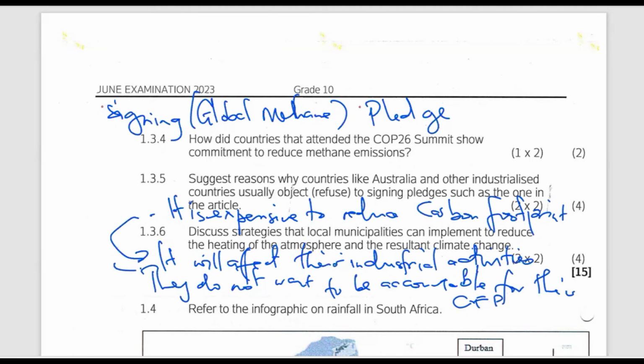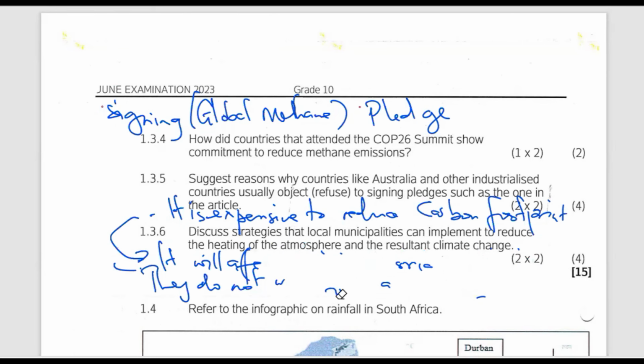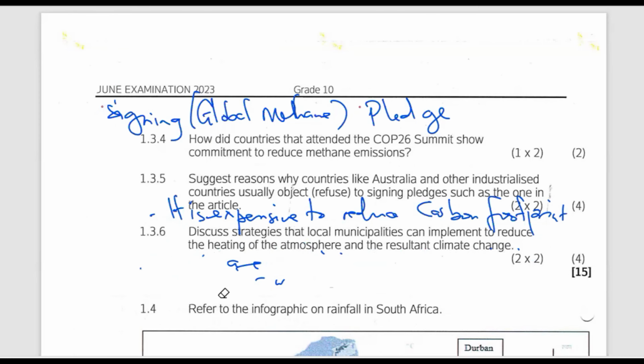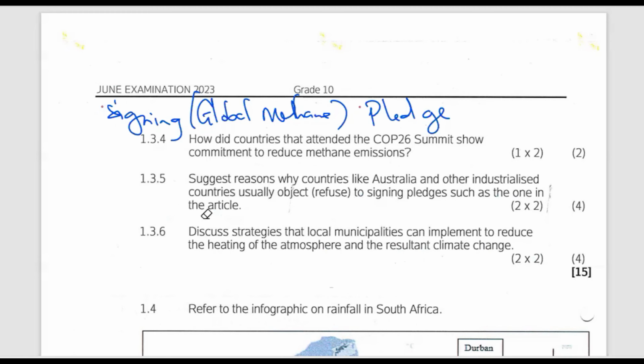That is why I tend to find that they tend to object to signing such pledges where countries commit themselves towards reduction of the levels of emissions. But for the developed countries, because they are heavily industrialized, it also implied that by signing the pledge, they are supposed to cut on their levels of production in industries, which comes with a cost on their side, because their economies are relying on those industries.